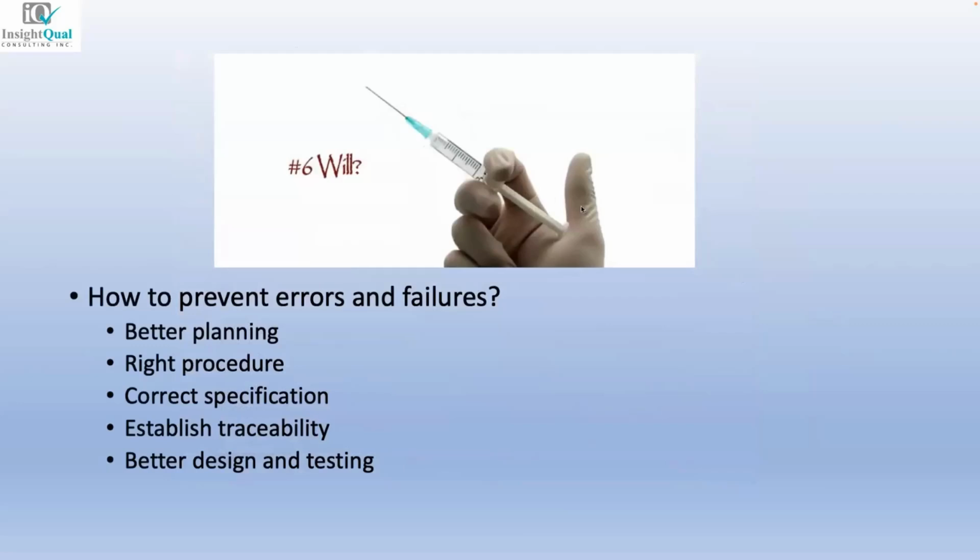I know this is the needle for the vaccine, but it also means if there are errors or failures, how do we prevent them? Preventing failures is done by implementing the right planning, the right procedures, and performing validation in a correct way. We do impact assessment and impact analysis. We make sure our specification is correct. We establish traceability, and we have good design and testing for the whole life cycle of validation of a medical device or product.